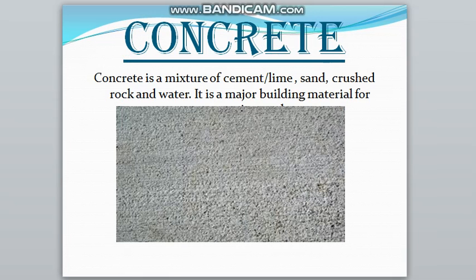Next, we'll discuss one of the important materials, concrete. Concrete is a composite man-made material. It is the most widely used material in the construction industry. It consists of a rationally chosen mixture of binding material such as lime or cement, well-graded fine and coarse aggregates, water and admixtures. Concrete is a mixture of cement or lime, sand, crushed rock, that is nothing but the coarse aggregate, and water.